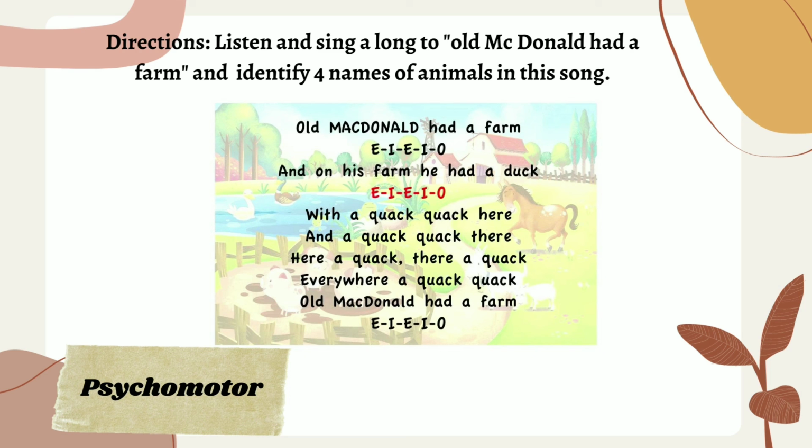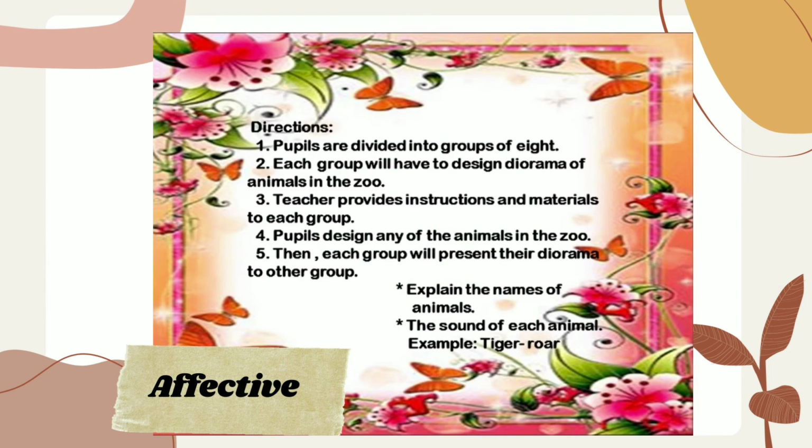So this is the second activity. It is psychomotor because the students are able to acquire their skills through listening and singing along to the Old MacDonald Had a Farm song. The third one is the affective domain, because it is a group activity where students are able to value and participate actively in group activity.